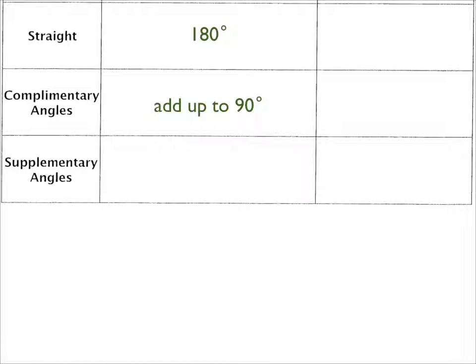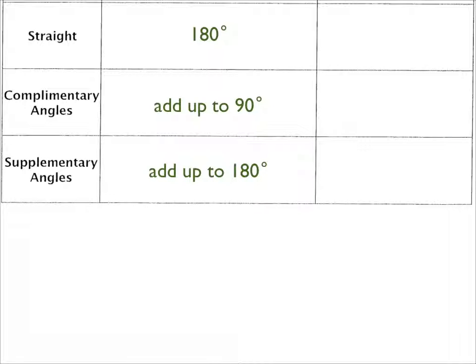Complementary angles add up to 90 degrees. Two angles that add up to 90 degrees. If this angle right here is 30 degrees, its complement would be what measure? 60. Good, 60 degrees. Those are complements because they add together to equal 90.